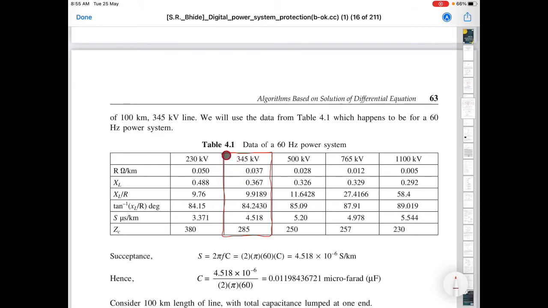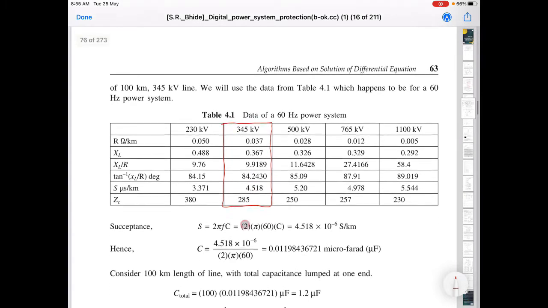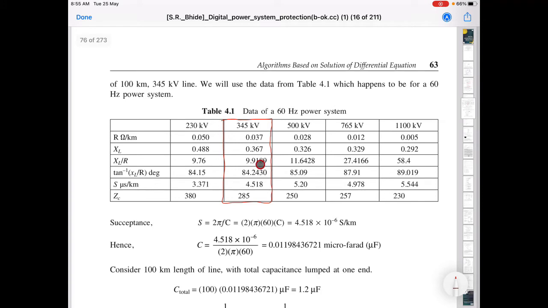Now for this voltage, we have resistance per kilometer. This is per kilometer, remember. This is reactance per kilometer. This is the X by R ratio, and this is the angle, tan inverse of the imaginary part by the real part, and this is the susceptance. What susceptance is, we'll see. And this is the ZC. So we'll use this data.